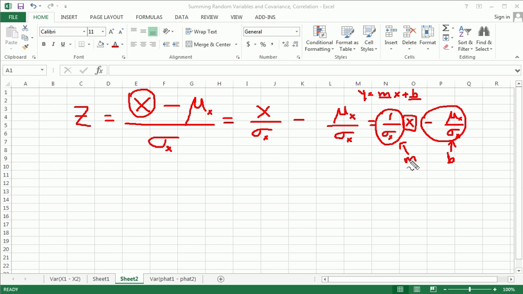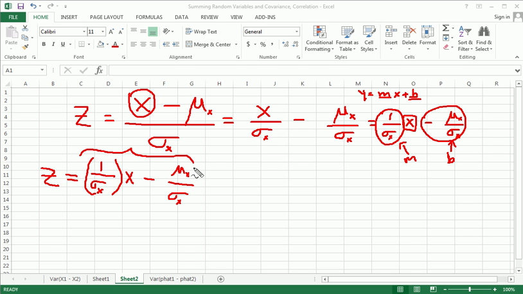So let's rewrite this as z equals 1 over sigma of x times x minus mu of x over sigma of x. This is the form of a linear transformation of a variable. In this case, x is our random variable. X has mu and sigma. So z is just a linear transformation of x.